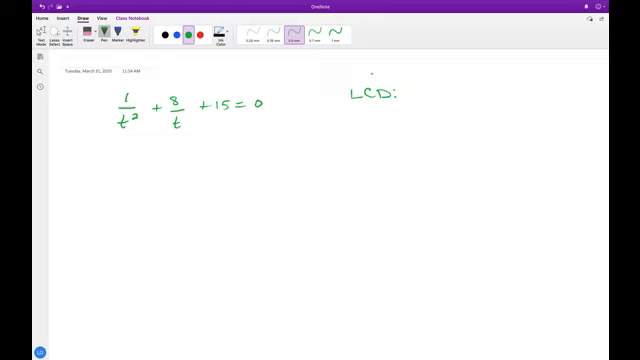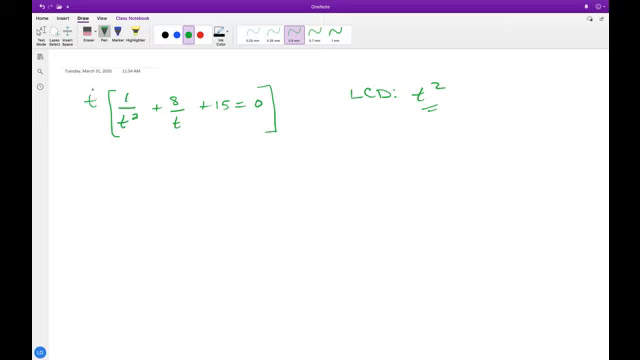right? So t squared, does t squared divide into t squared? Yes, they're exactly the same. Does t divide into t squared? Yes, and I would just have t left on top. So t squared, although t cubed would be a common denominator, t squared is the smallest, the least common denominator. So this is what I'm going to multiply everything by.